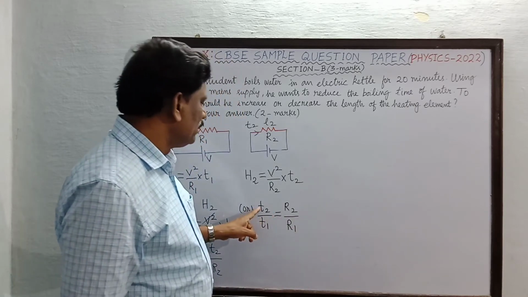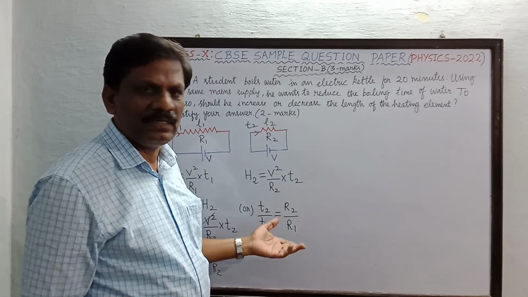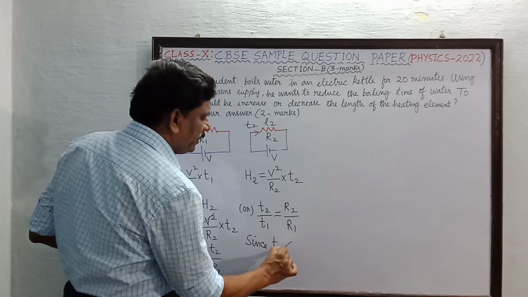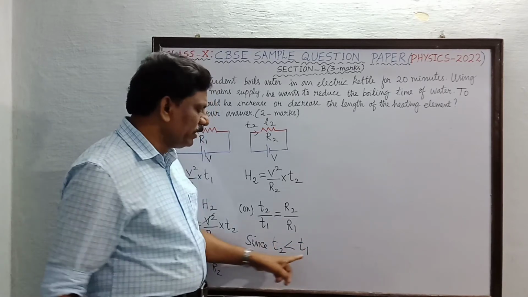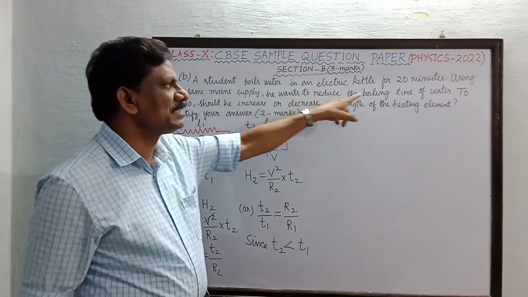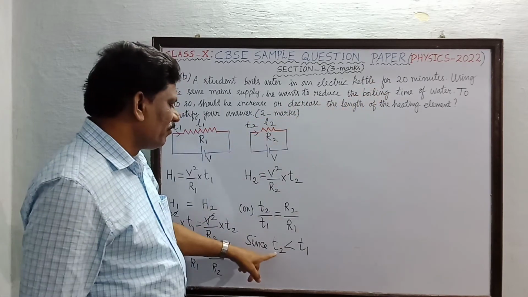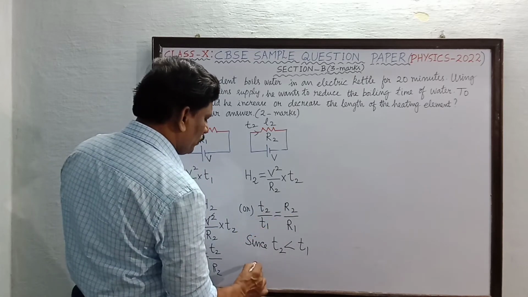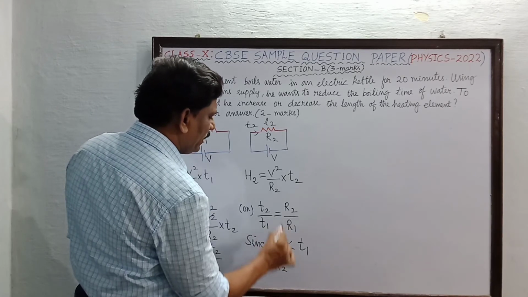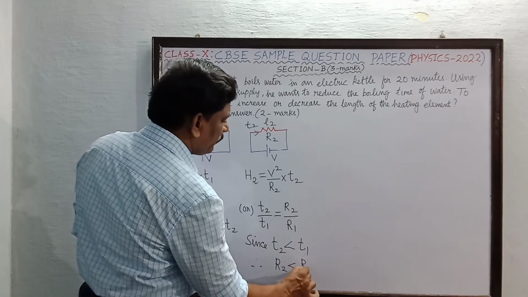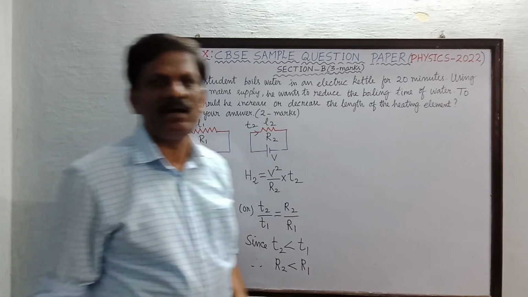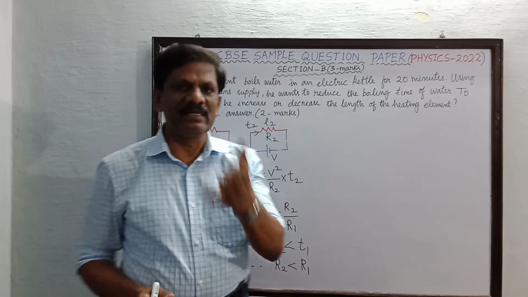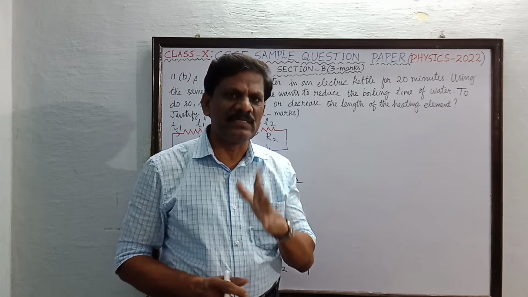So shall I write that T is proportional to R? Understand? So since T2 is less than T1, is it not? Because he reduces the time of boiling of water. So the time of flow of current T2 must be less than T1. So if T2 is less than T1, it means R2 must be less than R1. So the resistance of the second coil is less than the resistance of the first coil, or R2 must be less than R1.